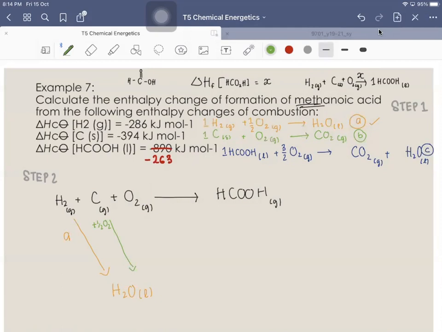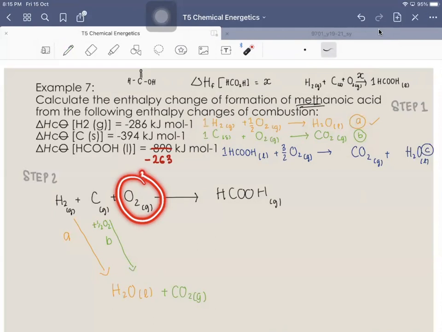to form carbon dioxide. So I don't have carbon dioxide yet, so I'll add in carbon dioxide, which is in gas state. And this is represented by equation B.